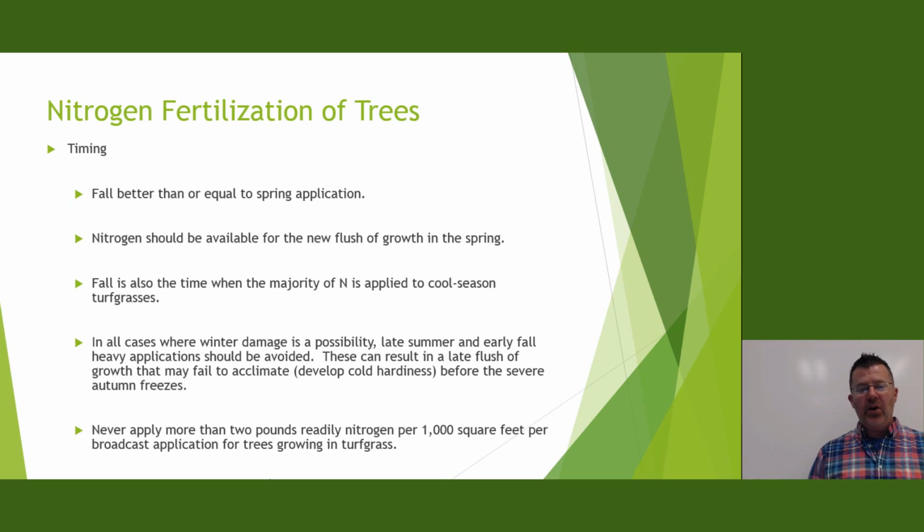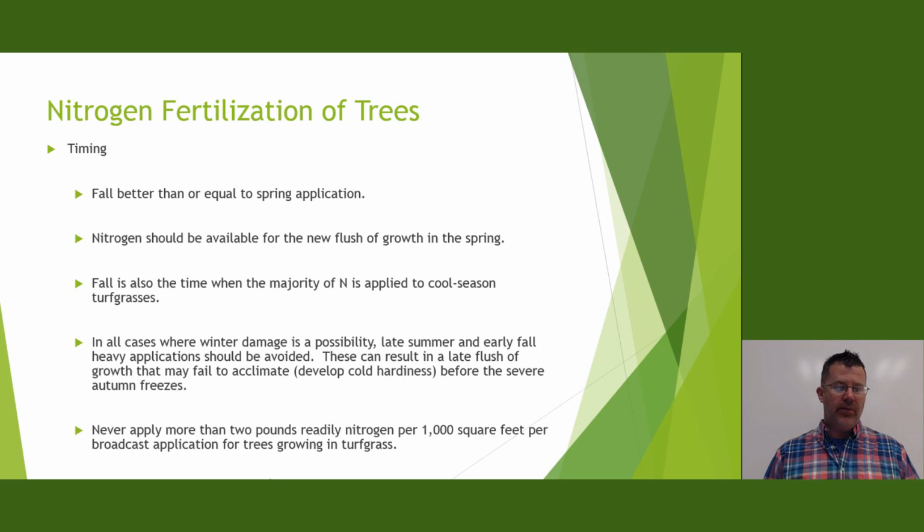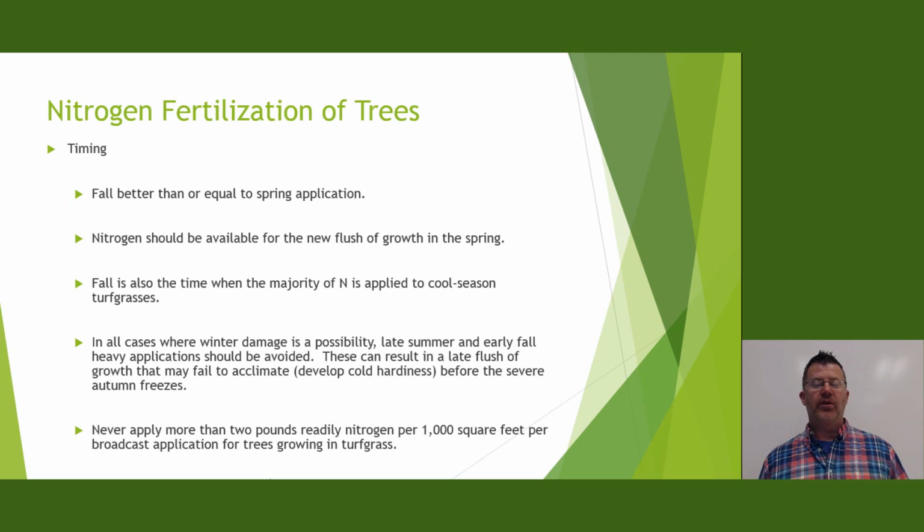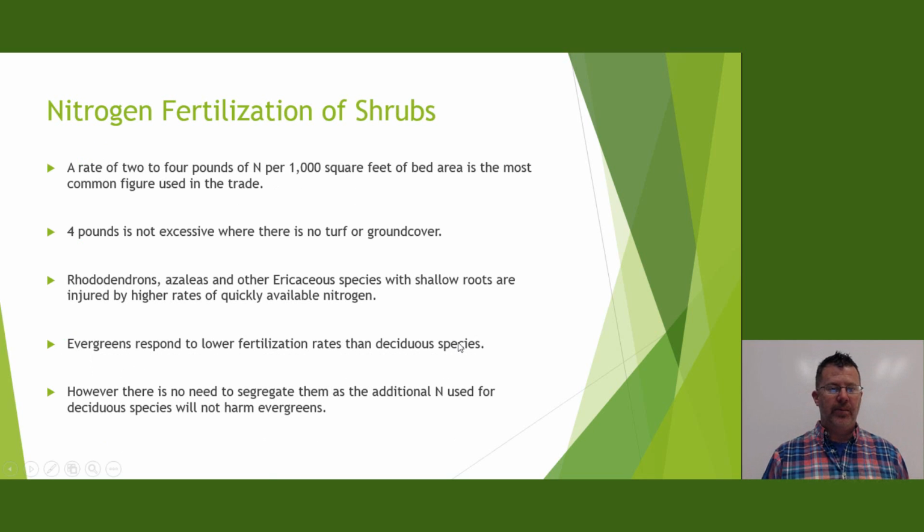Late summer and early fall heavy applications should be avoided, because these can result in a flush of growth on the plant material that's not going to have a chance to get hardened off, and if we get some colder weather, it's going to severely damage the plant, what we call an autumn freeze. Never apply more than 2 pounds of readily available nitrogen per 1,000 square feet of broadcast application for trees growing under turf grass. Again, I'm going to stress that to you guys a few more times in this presentation.